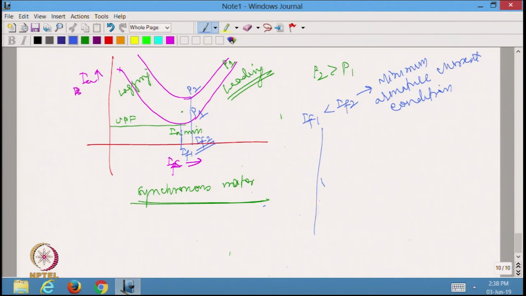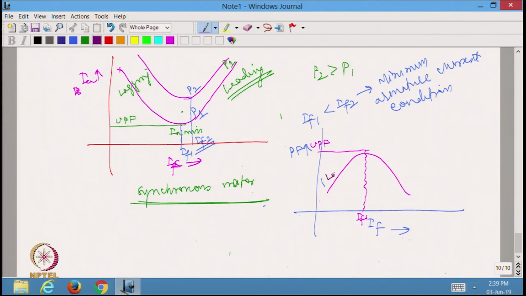On the other hand, I should be able to draw how the power factor changes again with field current. This is pretty clear, I suppose, because unity power factor occurs at the optimum value of field current. So, I can draw it somewhat like this. This field current, IF1, corresponds to unity power factor condition, whereas this will be lagging and this will be leading.